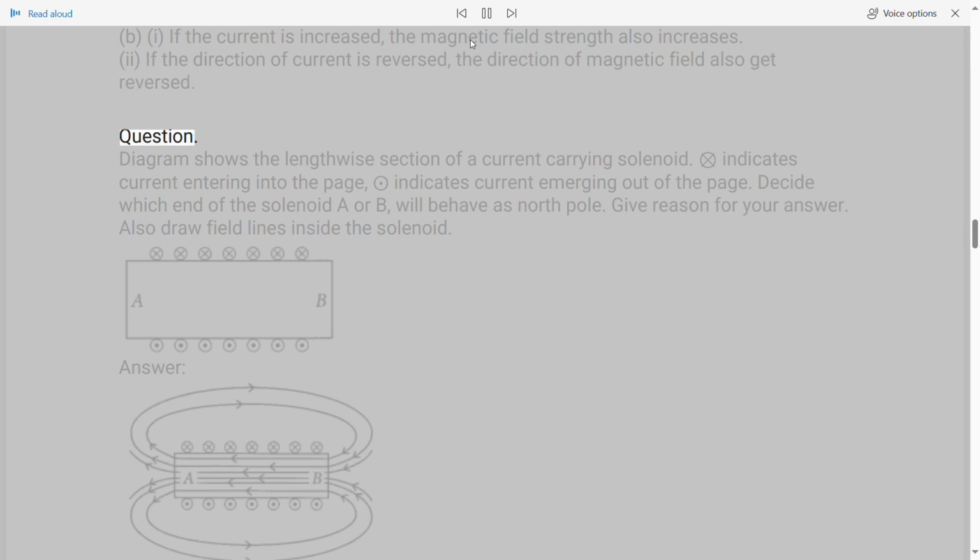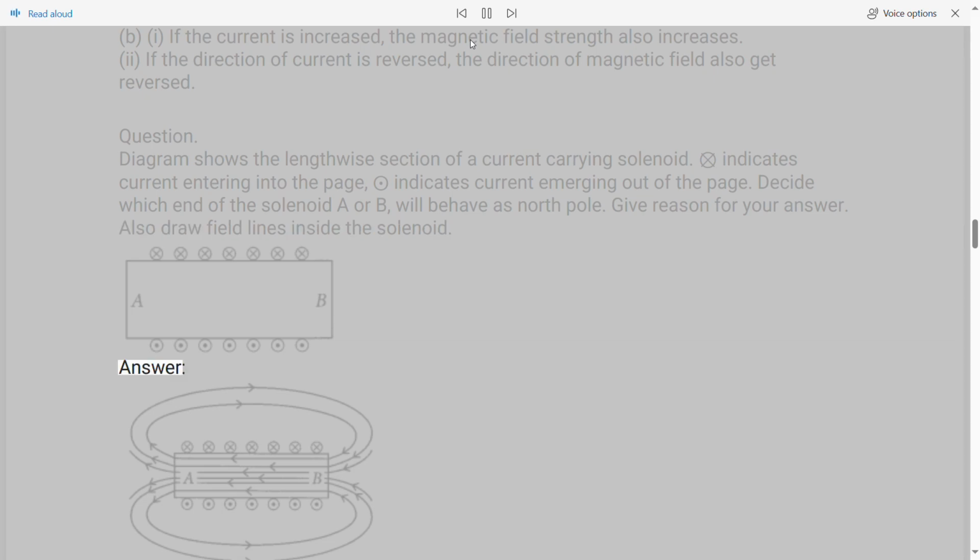Question. The diagram shows the lengthwise section of a current-carrying solenoid. One symbol indicates current entering into the page, the other indicates current emerging out of the page. Decide which end of the solenoid, A or B, will behave as the north pole. Give a reason for your answer. Also draw field lines inside the solenoid.